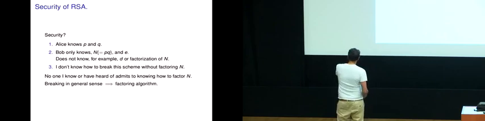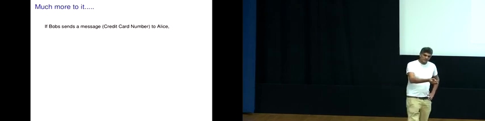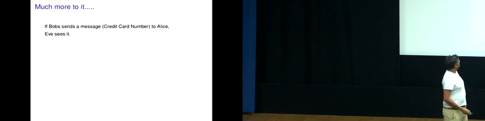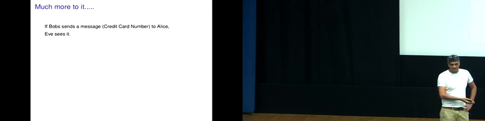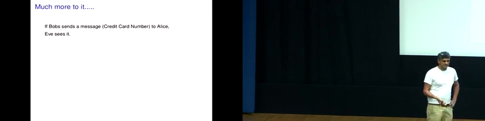So, yeah. Okay, so if Bob sends a message, a credit card number to Alice, and he encodes it using Alice's public key, what could Eve do? Eve gets to see everything. We're on the public internet. We're on wireless here. Okay? She sees it. What could Eve do?